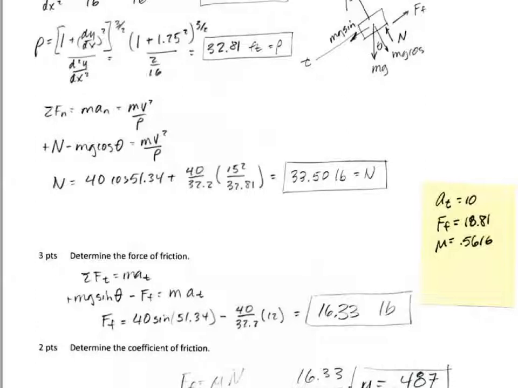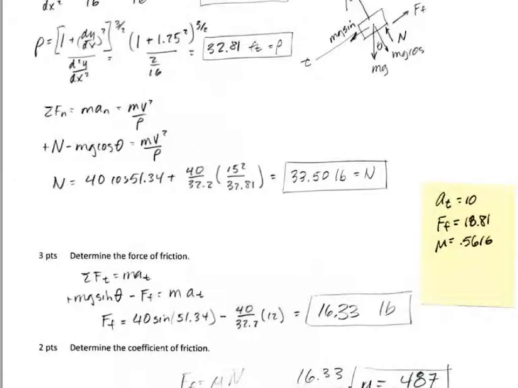I guess the thing to note is the acceleration tangential was given in the drawing as 12, there in the words there. If your exam had tangential acceleration of 10, then you get a force of friction of 18.81.